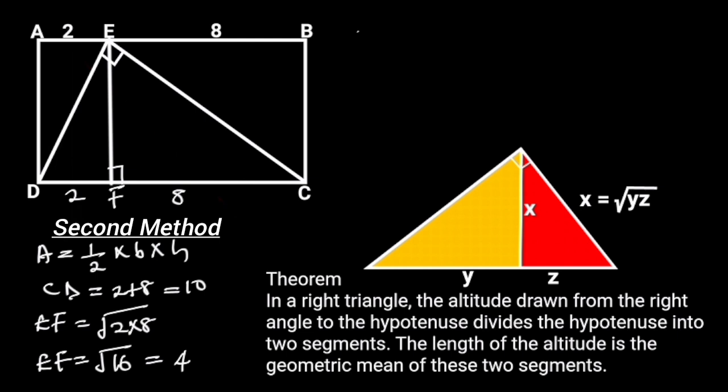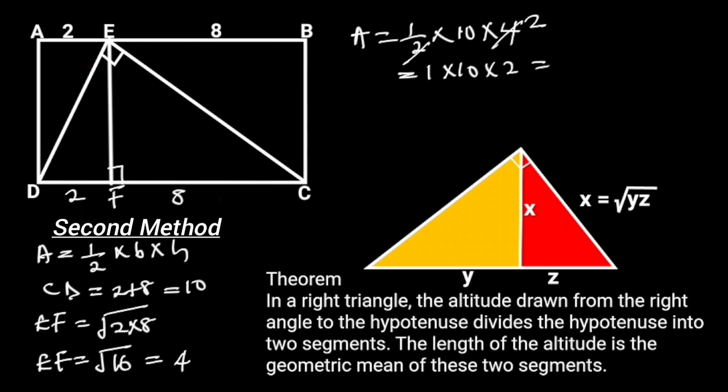Now we know the height, it follows that the area of triangle CDE is equal to 1 over 2 times 10 times 4. 4 divided by 2 is 2. And we are left with 1 times 10 times 2, which is equal to 20. Hence, the area of the triangle is equal to 20 square units.